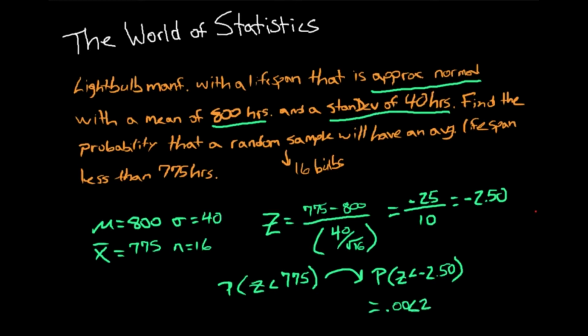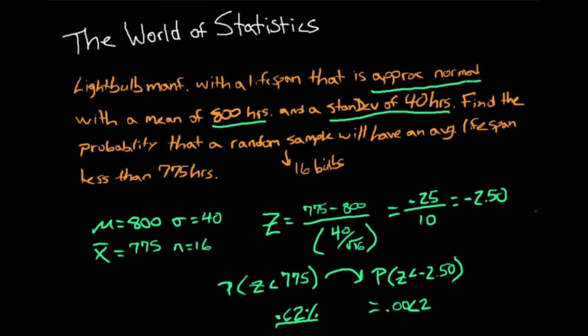What this is telling us is that there's actually a 0.62% chance that a random sample from this light bulb manufacturer would actually average out a lifespan of less than 775 hours, which is pretty good, right? So they're right on track with their 800-hour average. So that's the first example of using the central limit theorem.